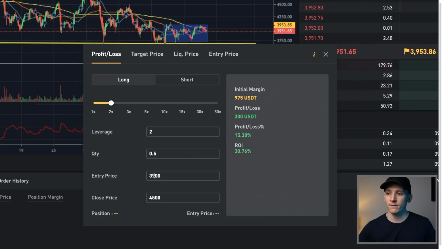So let's say 3,600 for an exit, and our profit and loss would be minus 7%. That's a good risk reward ratio for me. That's literally a 7% potential loss, but a 15% potential win. That's a good risk reward ratio.